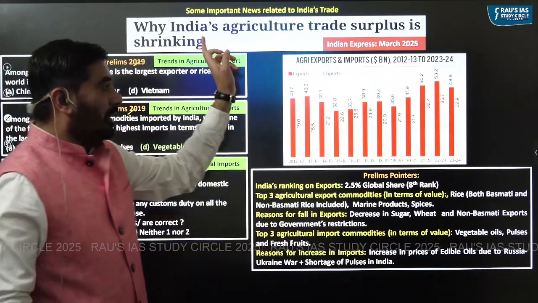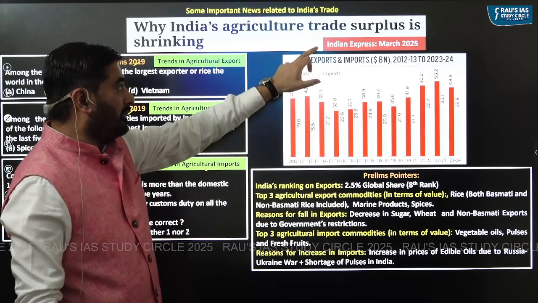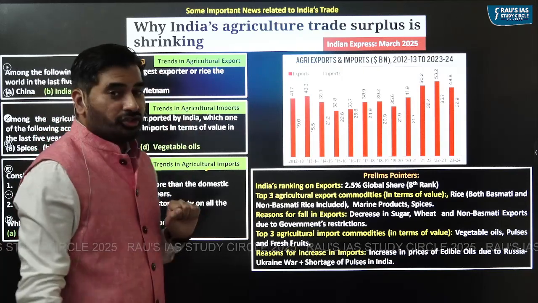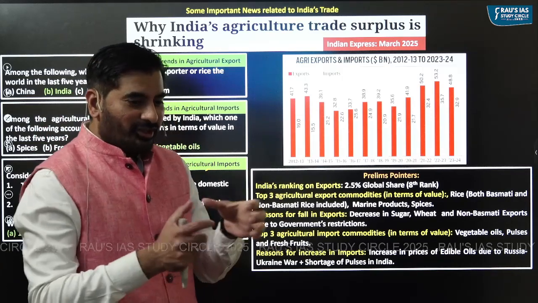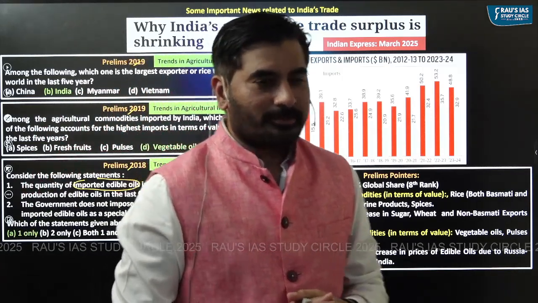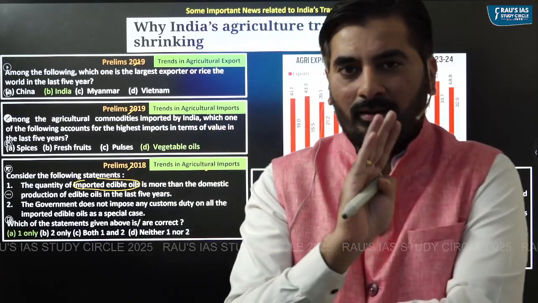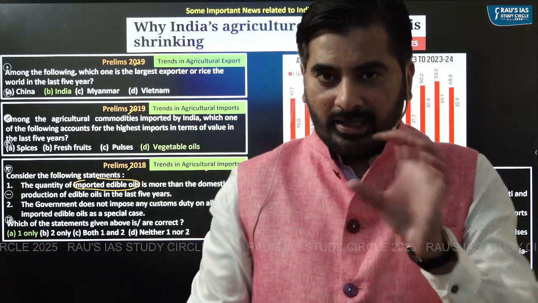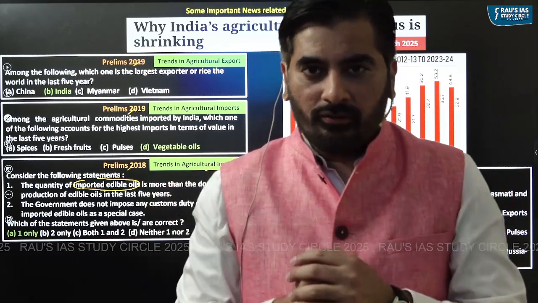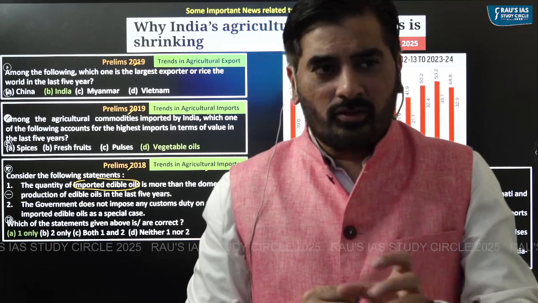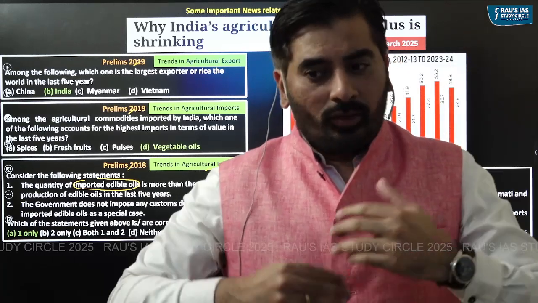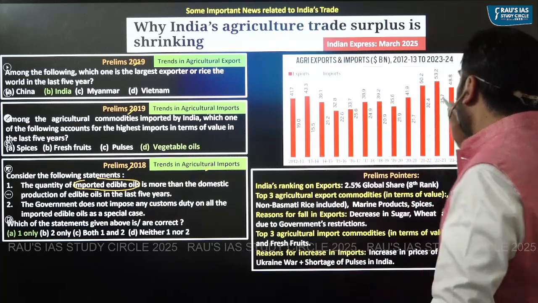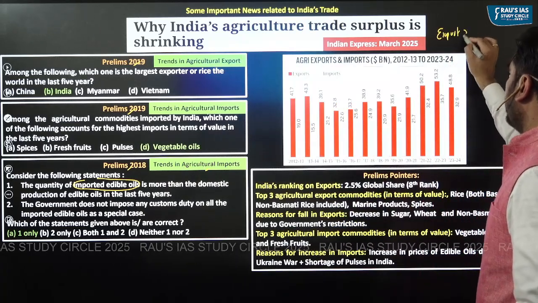Now, this was an Indian Express explained article which had appeared in March 2025, which says that India's agricultural trade surplus is shrinking. What is this shrinking of agricultural trade surplus? Let's understand this. You must understand that India is a net exporter of agricultural commodities. Net exporter means export of agricultural commodities is more than the import of agricultural commodities, and that has been the situation since 1991. So India generally enjoys a trade surplus in terms of agricultural commodities. So export is more than the import.